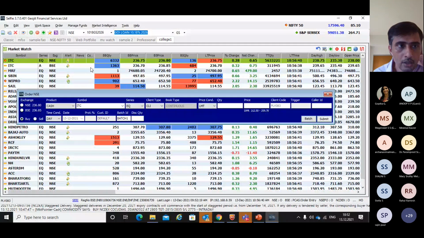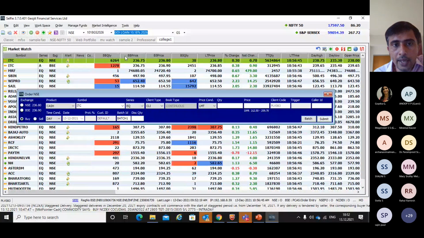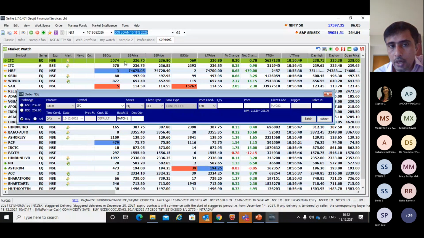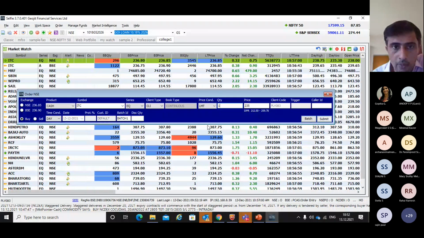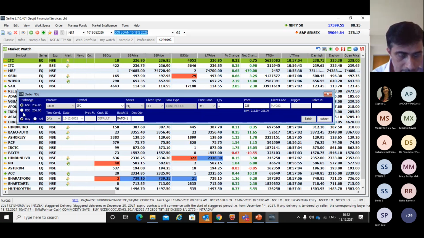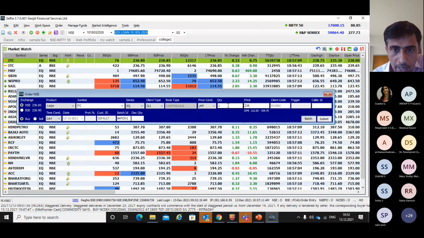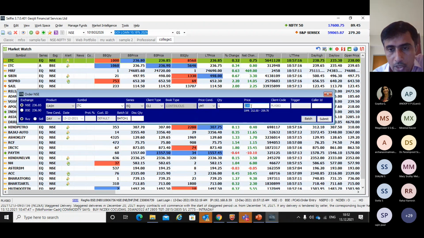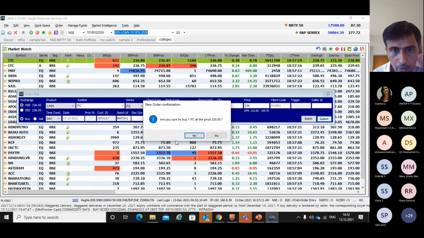So limit is what? Suppose I want to buy ITC. I'm not interested to buy ITC at this level, because I'm not trying to be the best buyer. I would like to purchase ITC only if it reaches 235. The number of stock I am mentioning here is one stock, and I am selecting the exchange as NSE. So I would like to buy one stock at a limit price of 235, and then submit my order.